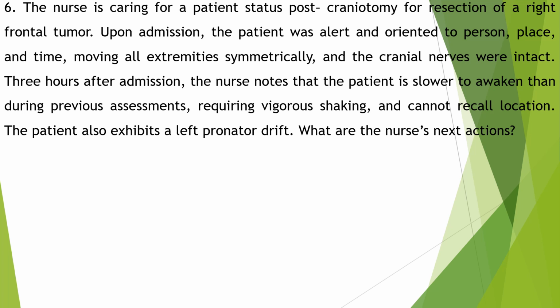The nurse is caring for a patient status post-craniotomy for resection of a right frontal tumor. Upon admission, the patient was alert and oriented to person, place and time, moving all the extremities symmetrically, and the cranial nerves were intact. 3 hours after admission, the nurse notes that the patient is slower to awaken than during previous assessments, requiring vigorous shaking and cannot recall location. The patient also exhibits a left pronator drift. What are the nurse's next action?